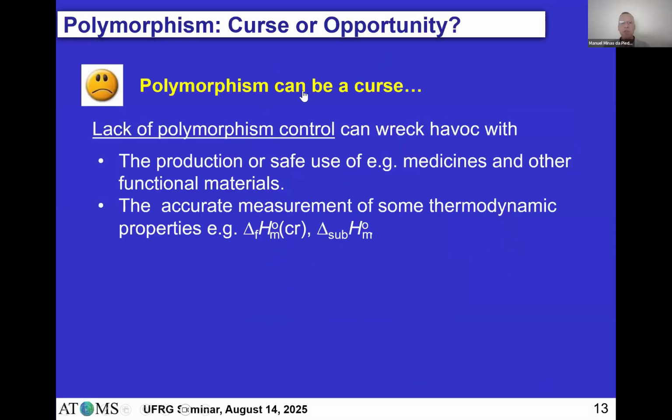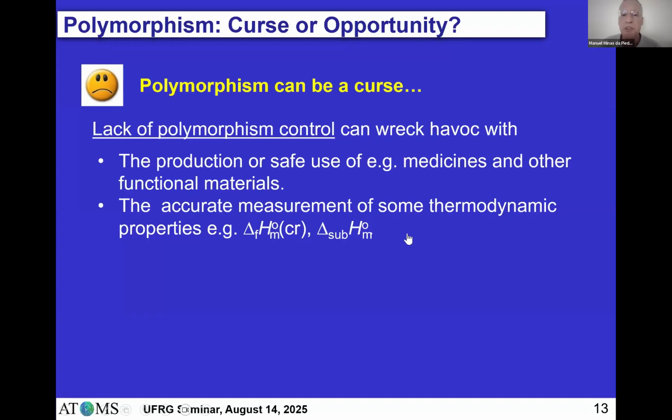So polymorphism can be a mess, because if you don't control it, you can have problems with the production of safe use of functional materials, medicines, and other functional materials. But it's often forgotten that if you don't pay attention to polymorphism, this is also a problem when you're trying to obtain thermodynamic properties, because different polymorphs, as I told you, are different materials, and so the entropies of formation will be different, the entropies of sublimation will be different. Sometimes the difference is negligible, but frequently it's not.